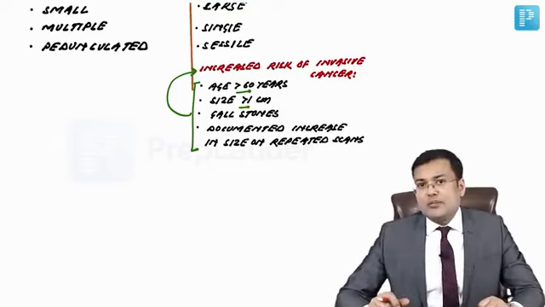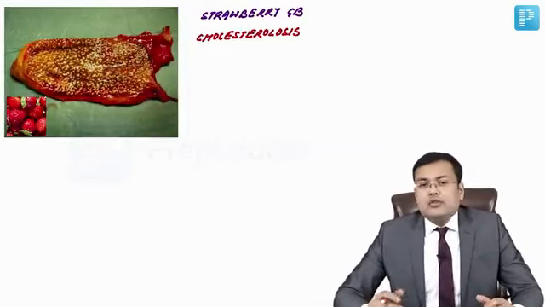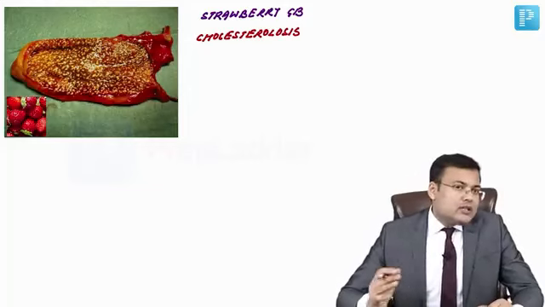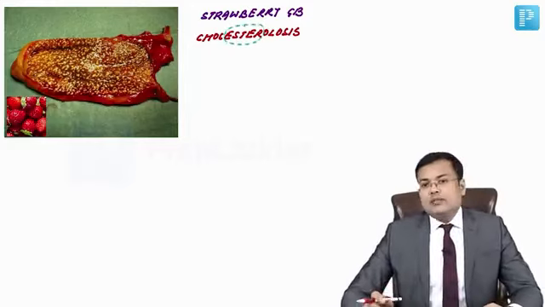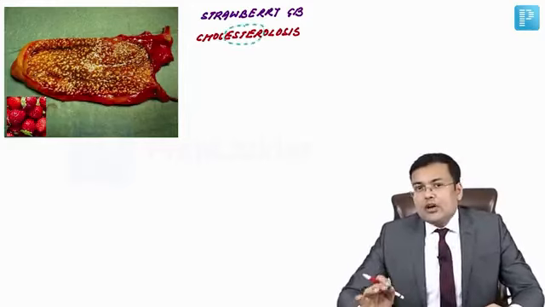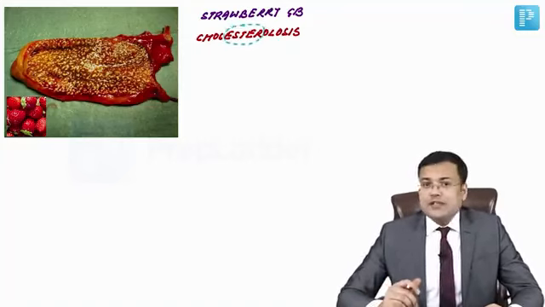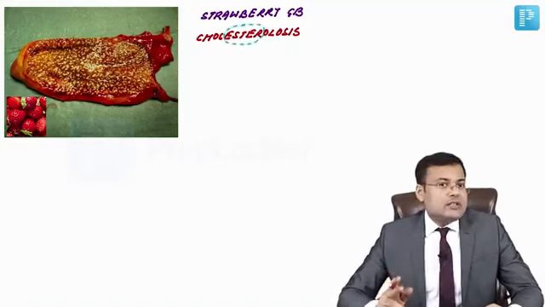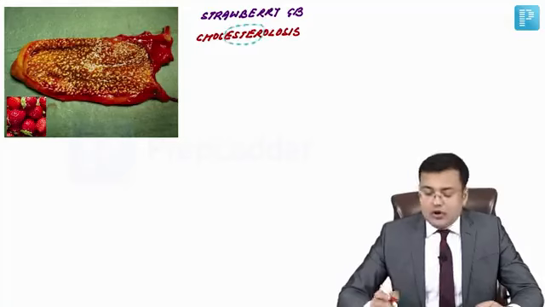This is the strawberry gallbladder. You can see it is looking like strawberry. It is also known as cholesterolosis. So what is the cause? It is caused by deposition of cholesterol ester and triglyceride in epithelial macrophages of gallbladder. Cholesterol ester and triglycerides in epithelial macrophages of gallbladder.